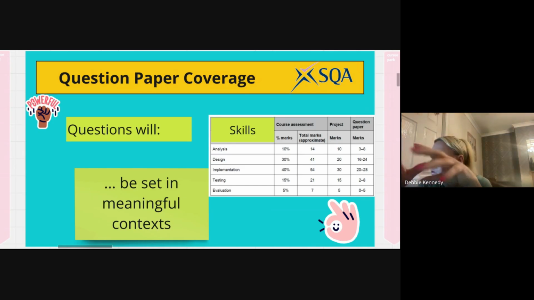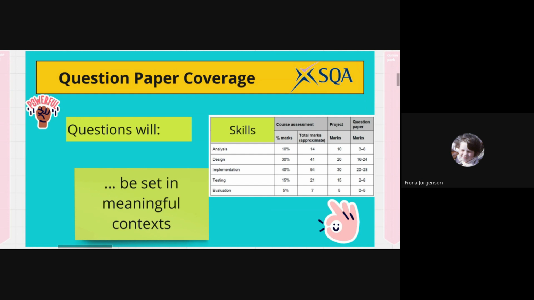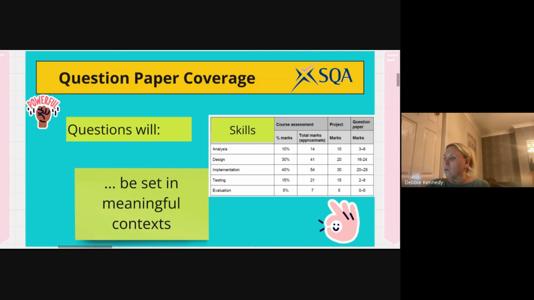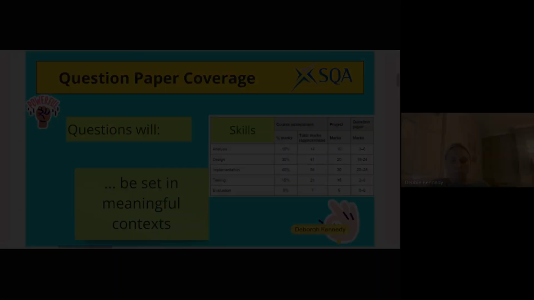So the pupils can have a good idea of what they can expect in the paper. Yes. And it's summarising the breakdown for them very nicely there, isn't it? Absolutely. Fiona, passing back to you.